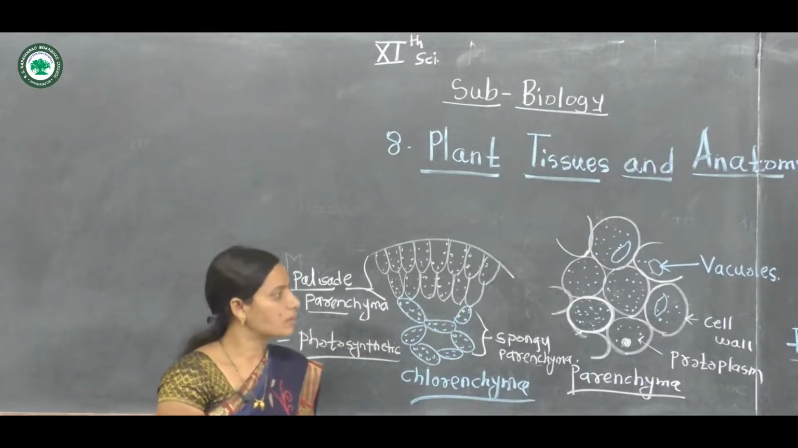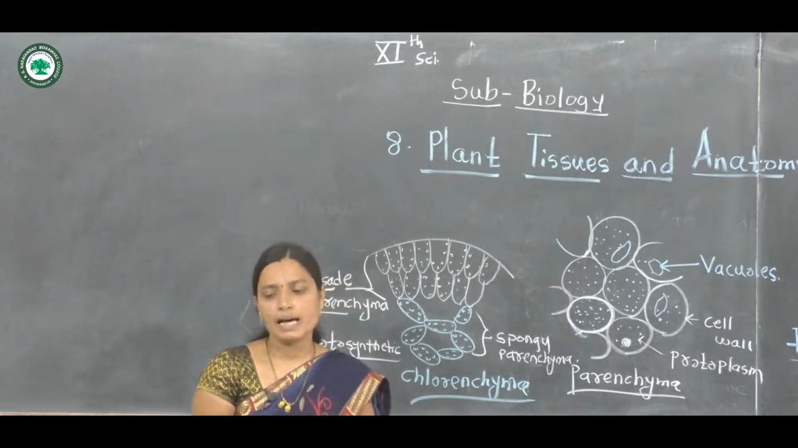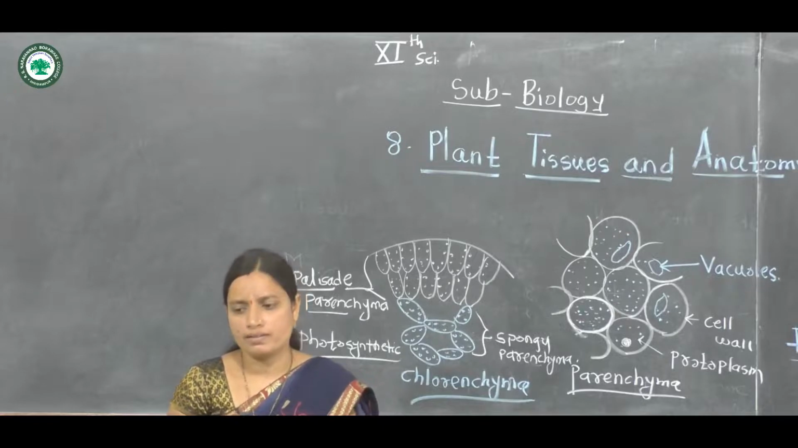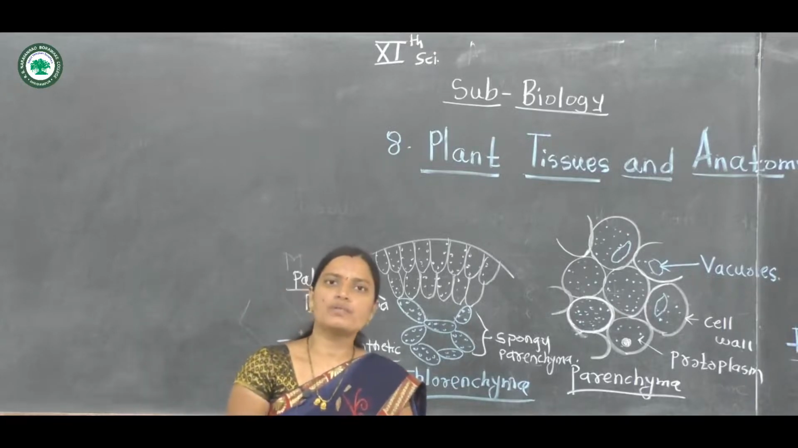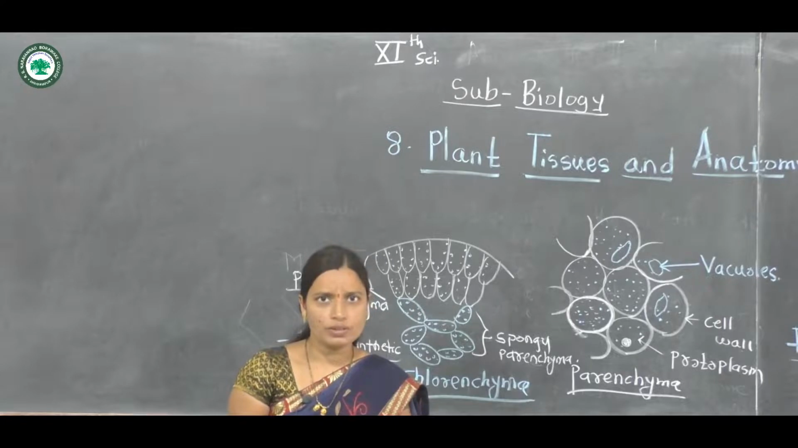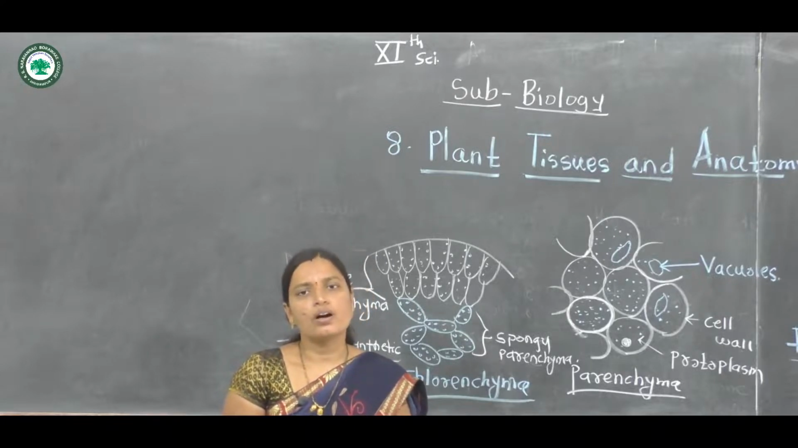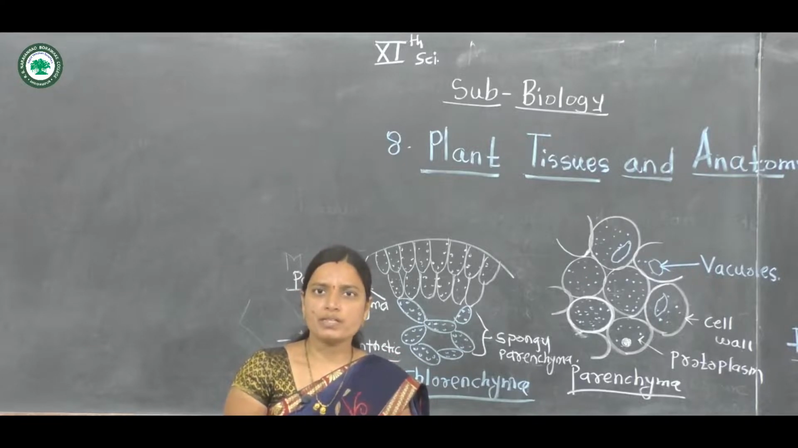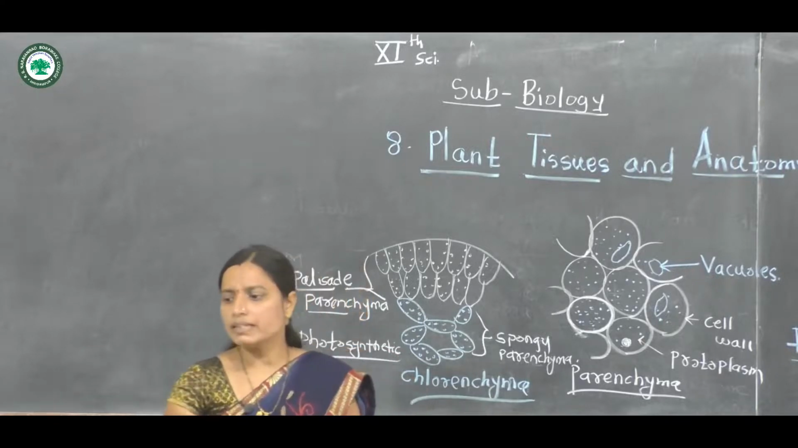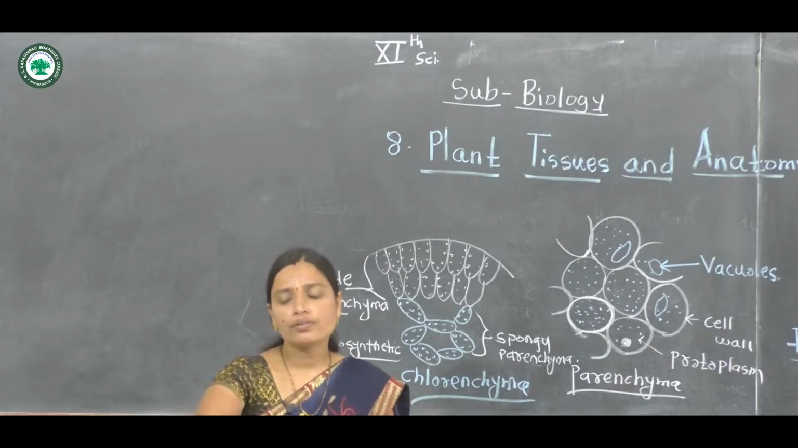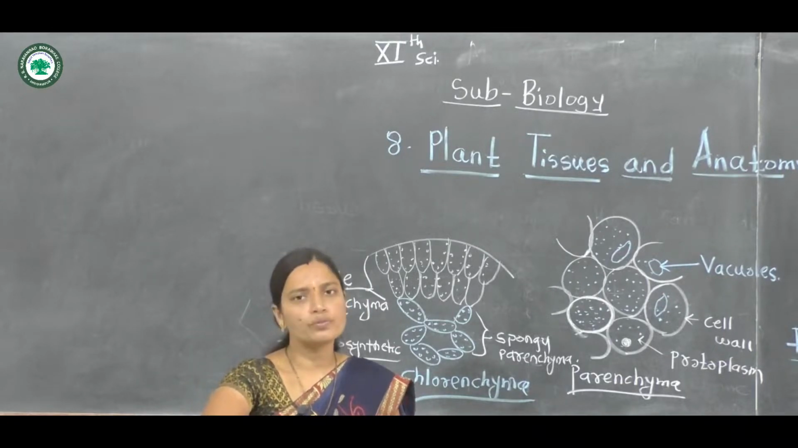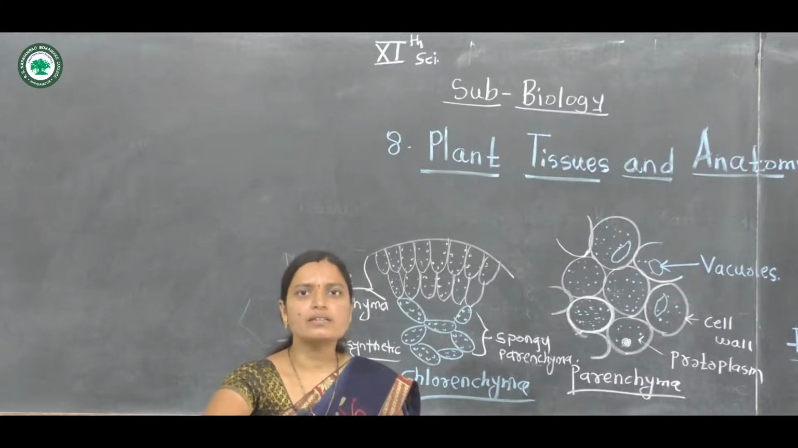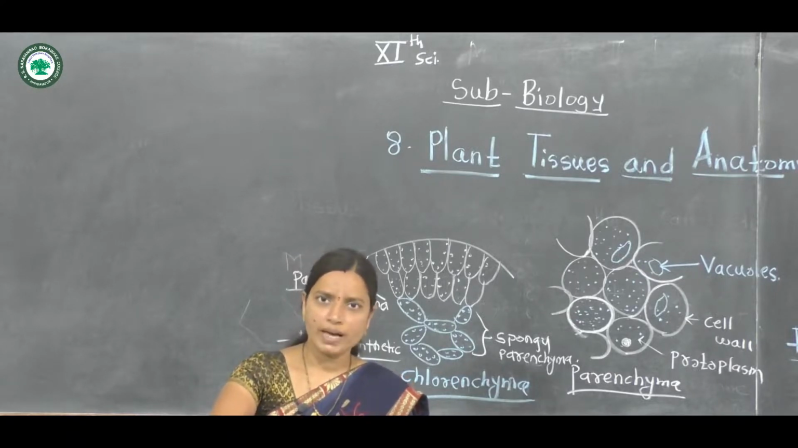Now the next important function of parenchyma: this parenchyma is present in xerophytic plants, and is also present in the region of the xylem and phloem, the other complex permanent tissues. This parenchyma is also important in helping the conduction of food and water in the plant body. These are the different functions of the parenchyma.